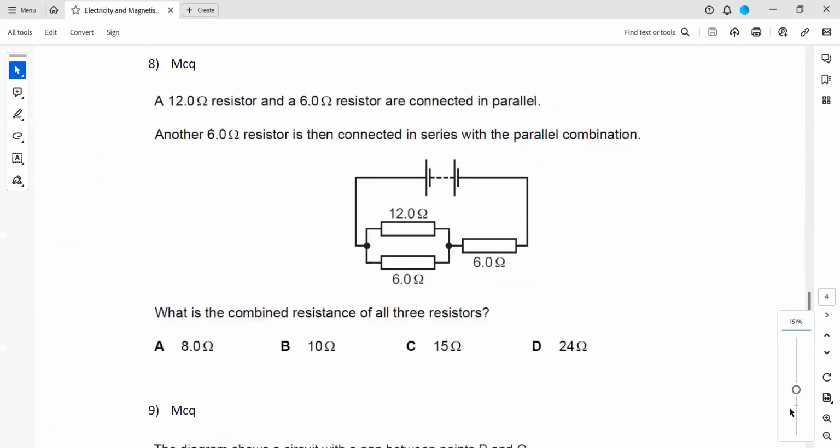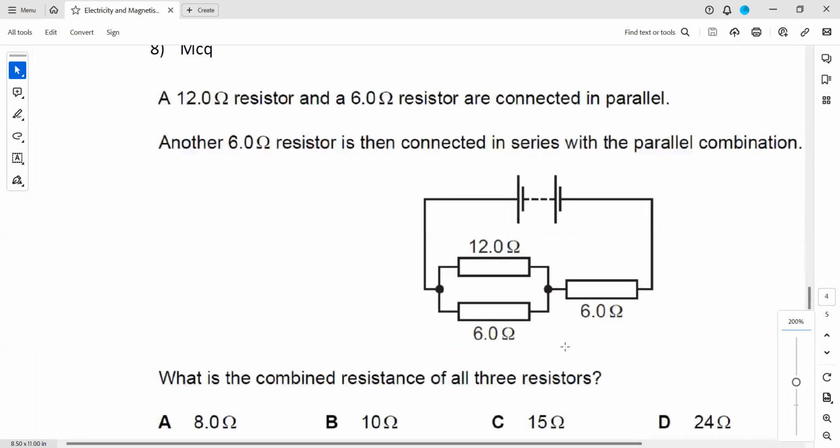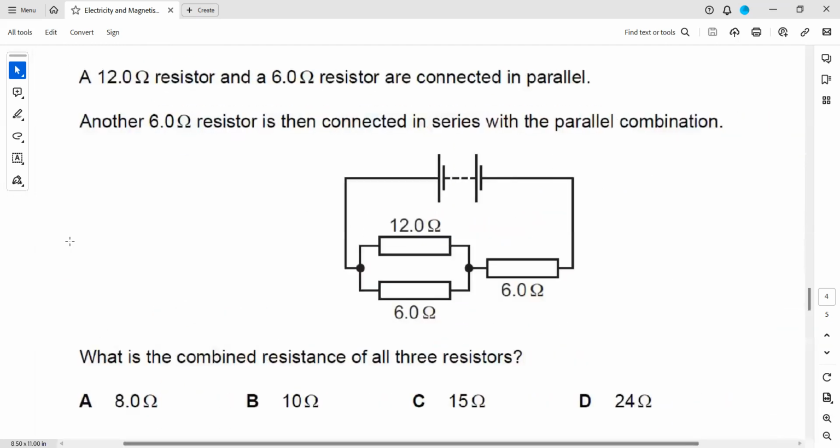How do you work out the combined resistance of the circuit when two resistors are connected in parallel? It will be the product divided by the sum. So it will be 12 multiplied by 6 divided by 12 plus 6. So the combination of these two is 72 divided by 18, which equals 4. So this is 4 ohm.